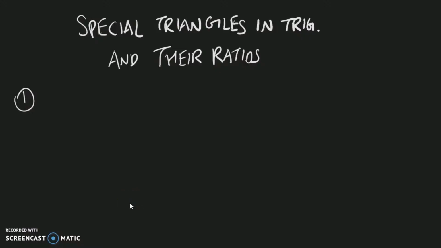Hi guys, today we'll be talking about special triangles and their trigonometric ratios. There'll be three separate angles that we'll be discussing. The first is 45 degrees, the second is 60 degrees, and the third is 30 degrees.